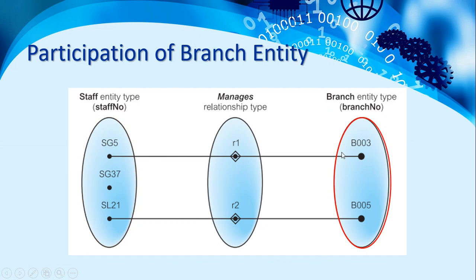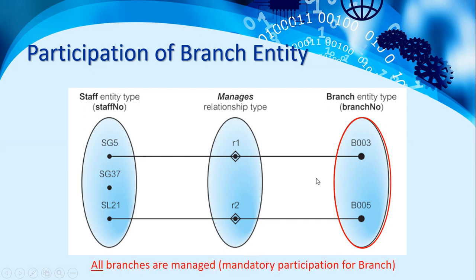However, for the branch entity type, as you can notice, all branches are being managed by staff. So all branches are managed by staff. Therefore, the participation of branch in their relationship is mandatory. This is how you determine the participation based on the semantic net.